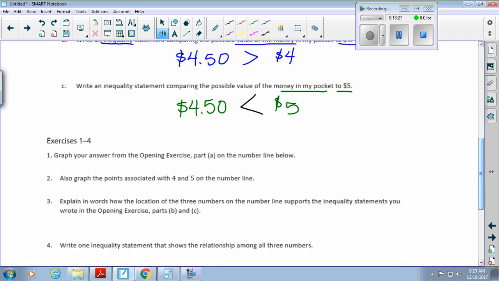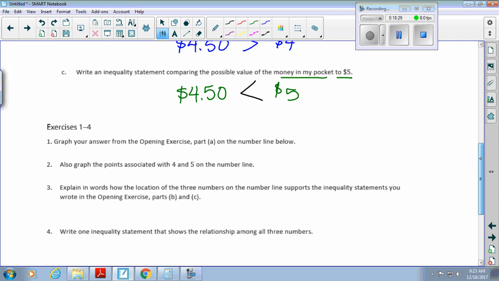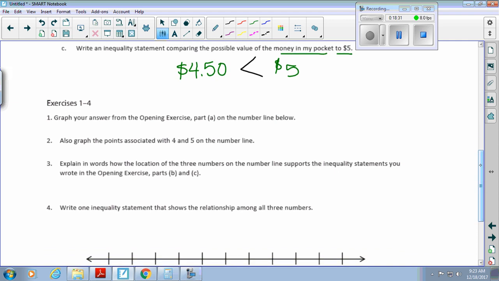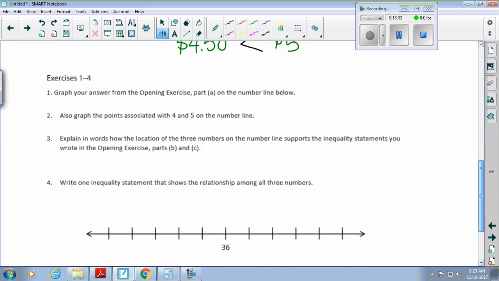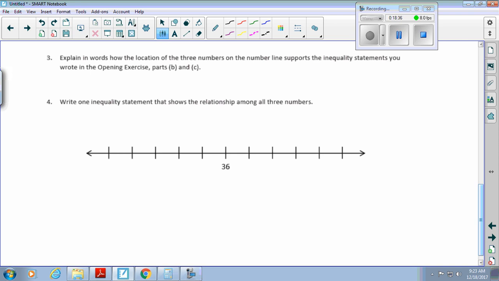Okay, so that's just an example with two quantities. You can have more than that, but the examples today just involve the two. So we are going to now look at this number line that they gave us on page 36. And we have 10 jumps in that number line. And we are in charge of plotting the three numbers we just talked about. $4, $4.50, and $5. Can anyone come up with a good scale?